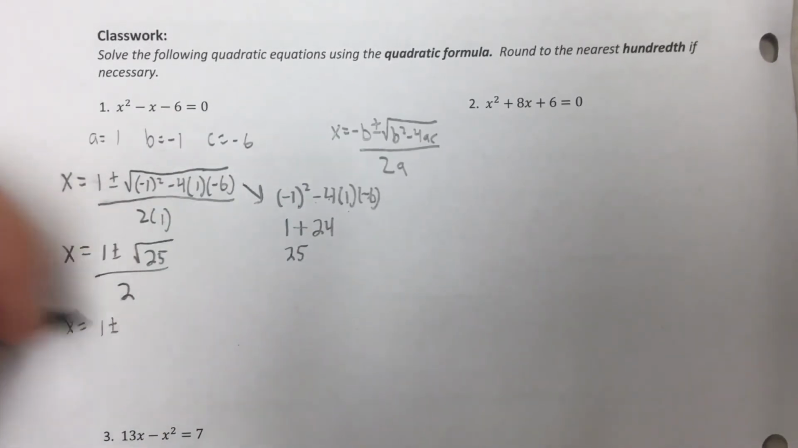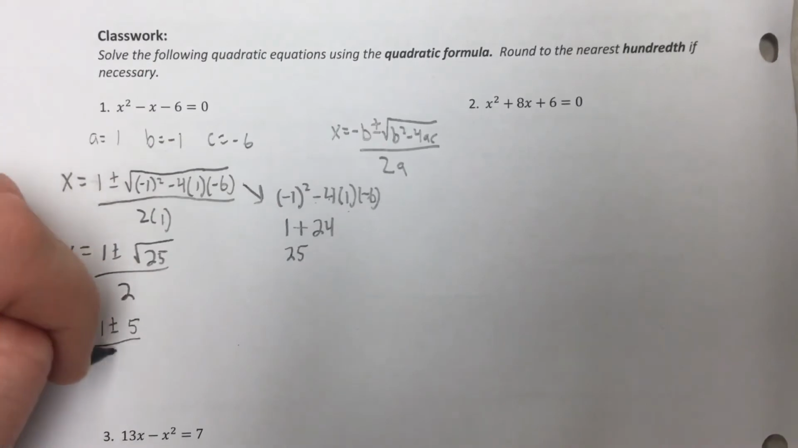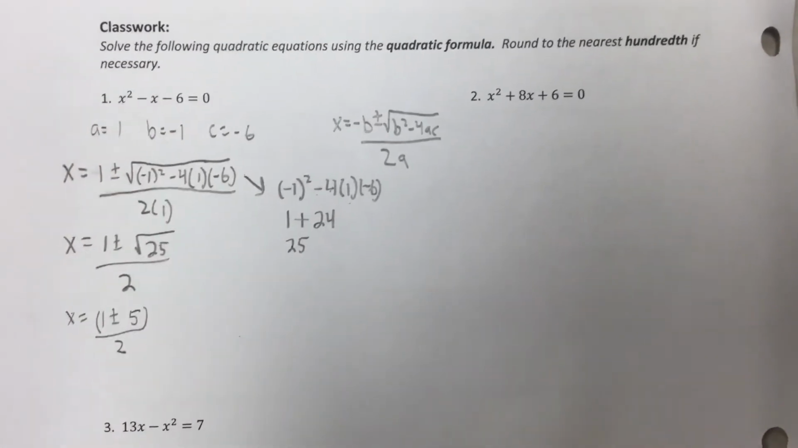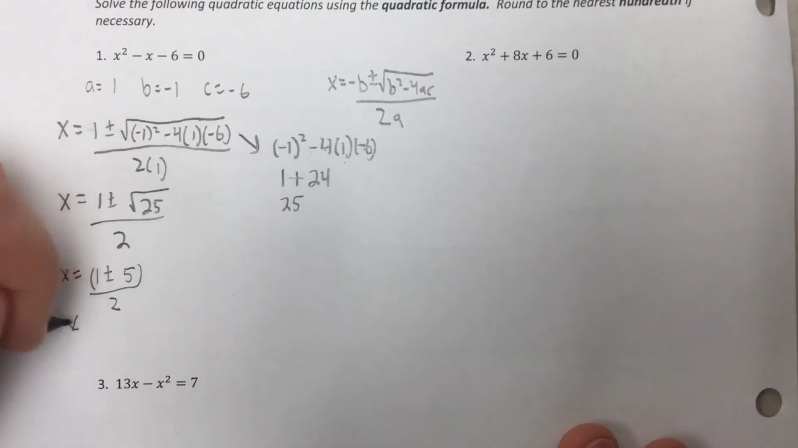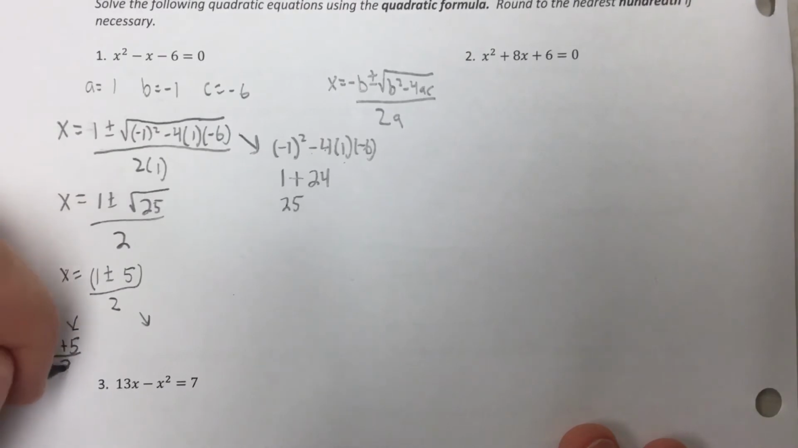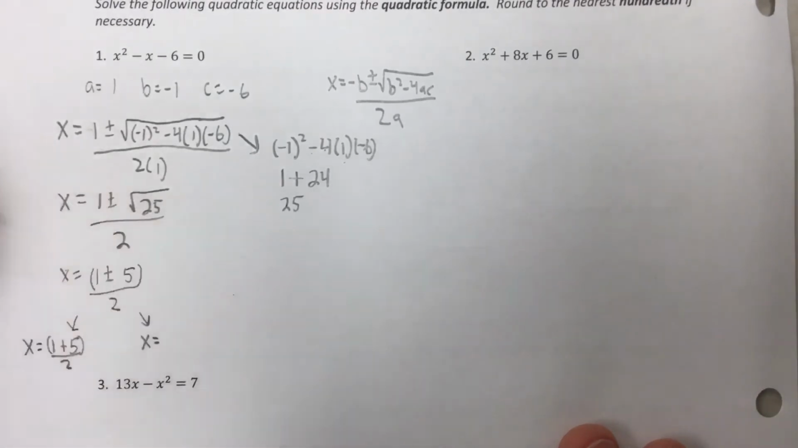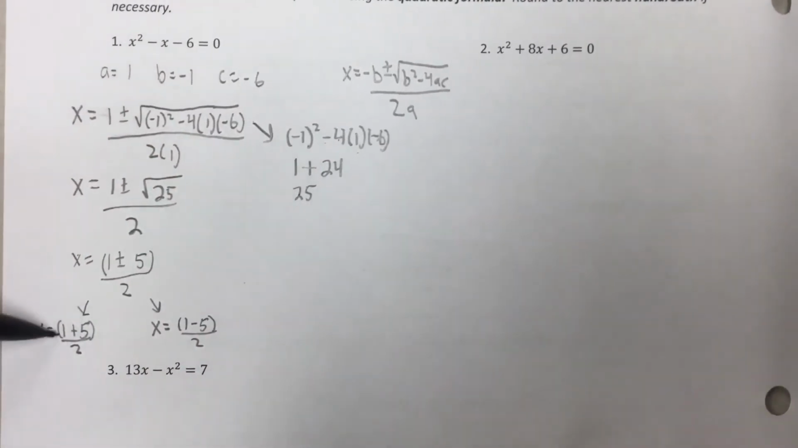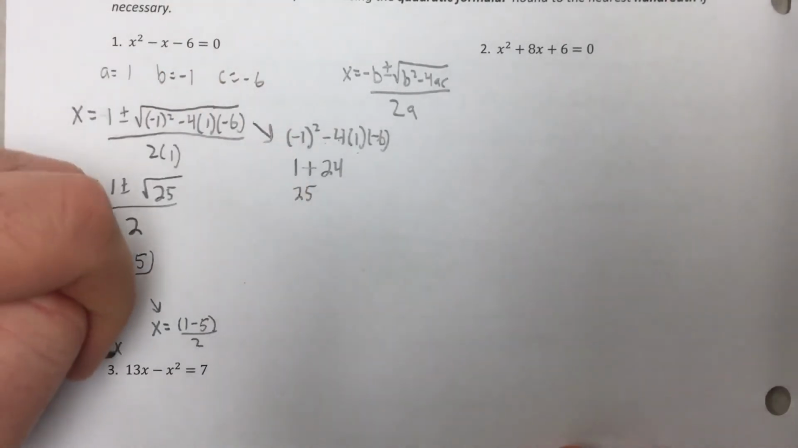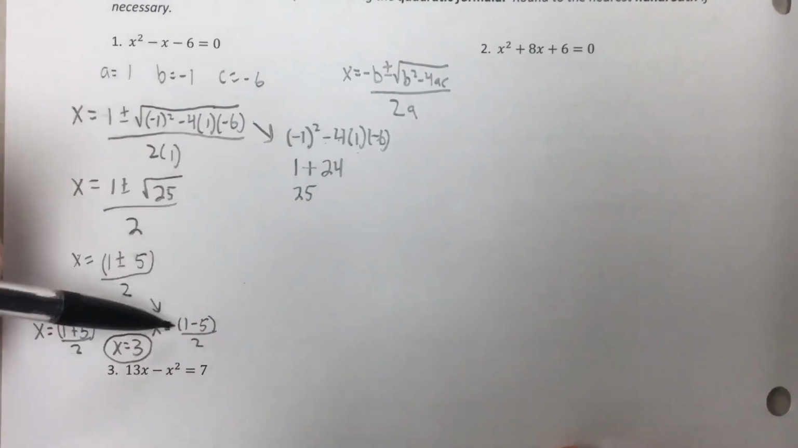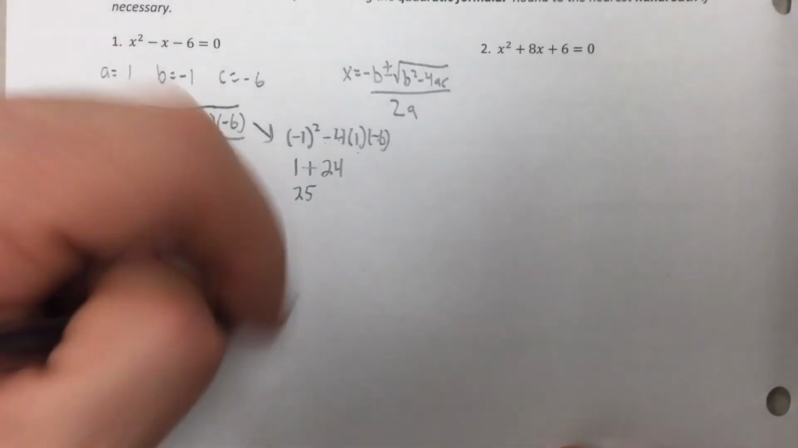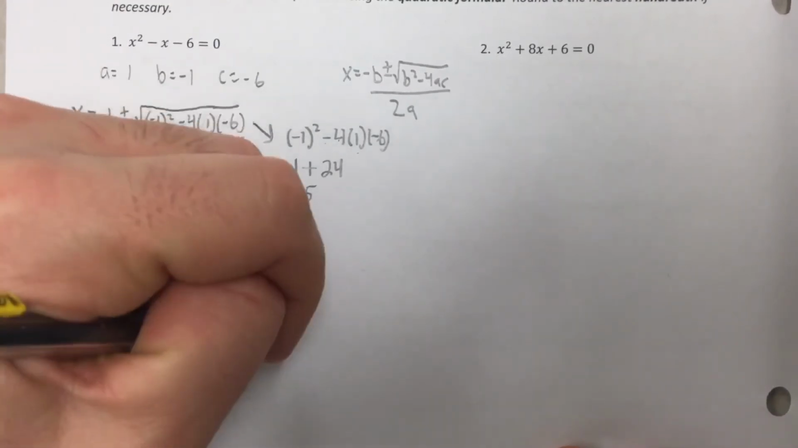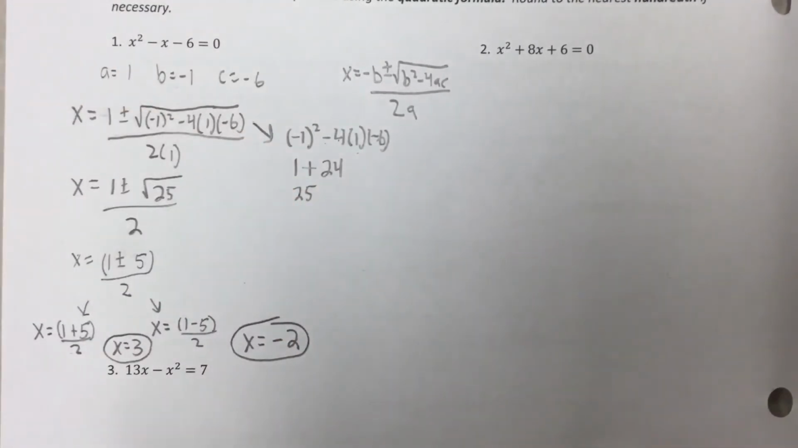X equals 1 plus or minus, square root of 25 is 5, all over 2. Again, don't forget you have an imaginary set of parentheses around the top. So this is where we would write our 2 separate equations. X equals 1 plus 5, all divided by 2. And x equals 1 minus 5, all divided by 2. So 1 plus 5 is 6. 6 divided by 2 is 3. So one answer would be x equals 3. 1 minus 5 is negative 4. Negative 4 divided by 2 is negative 2. Second answer. Two answers, 3, negative 2.